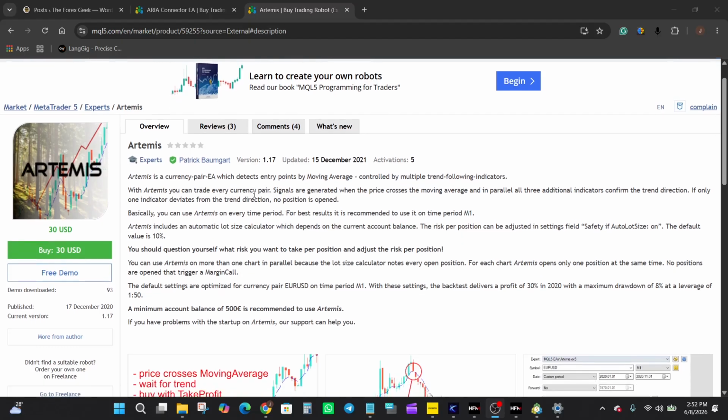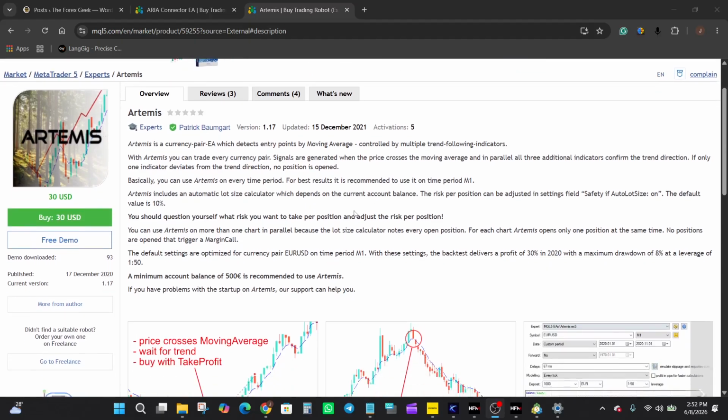This is Artemis EA, developed by Patrick Baumgart, and it's currently priced at 30 US dollars. The version shown here is 1.17, last updated in December 2021 with 5 activations available. From the marketplace information, I can confirm this is designed for MetaTrader 5 only. So this review will focus entirely on the MT5 version.